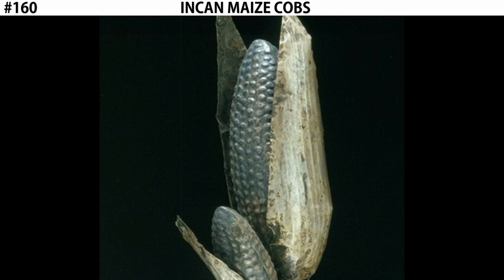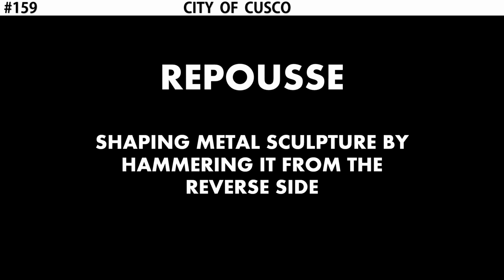And the metal has been manipulated to give it a very representational look, down to these small kernels, the individual kernels that are on the silver cob itself. Now, the way that the artist shaped this metal is through the process of repoussé. Repoussé is shaping metal sculpture by hammering it from the reverse side.